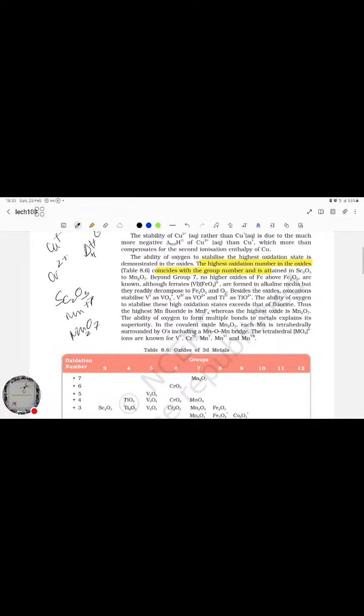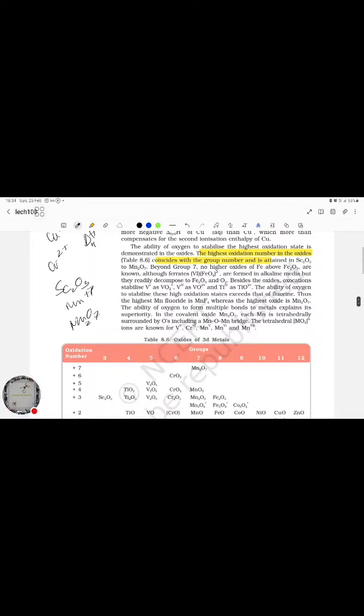oxocations stabilize V5 as VO2 plus, oxygen taken twice, whole plus charge, and vanadium 4 plus as VO with a whole 2 plus charge, and titanium 4 as TiO taken 2 plus charge. Oxides are basically oxygen in various forms. Oxocations will also be able to stabilize the high oxidation states. The ability of oxygen to stabilize these high oxidation states exceeds that of fluorine. That is, the ability of oxygen to stabilize the higher oxidation state will definitely exceed that of fluorine.